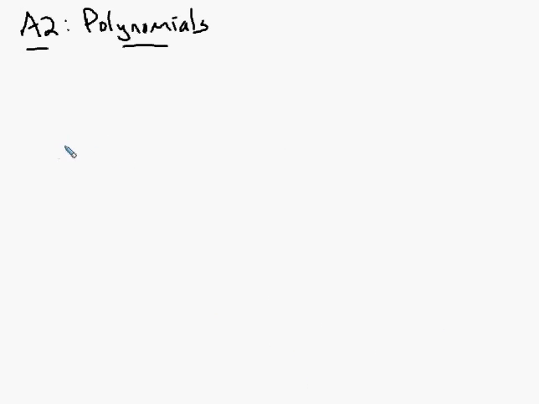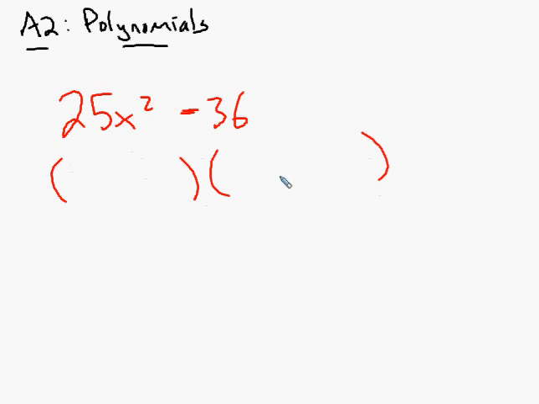Let's say that I want to factor something like this. Alright, now I see that I don't have a middle term and there's nothing common in all of them, so I'm going to try to do this. And two things that multiply to give me 25x squared: 5x times 5x. And 36, well, I could get 6 times 6.